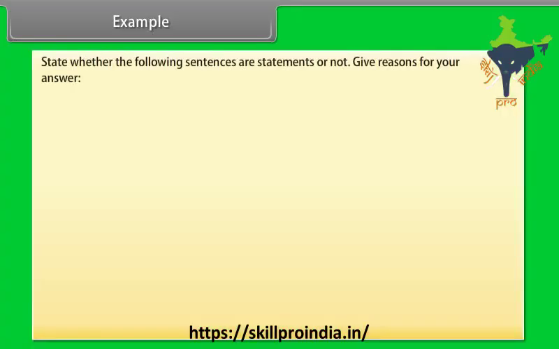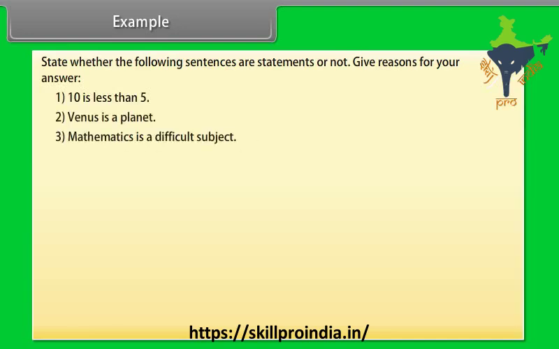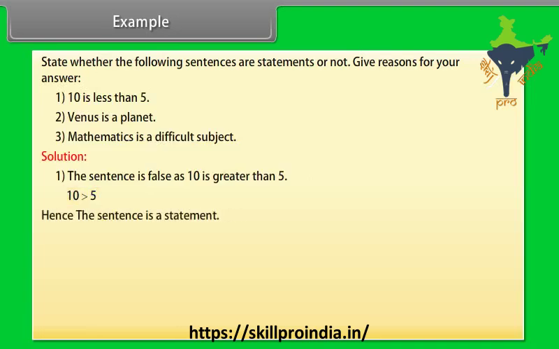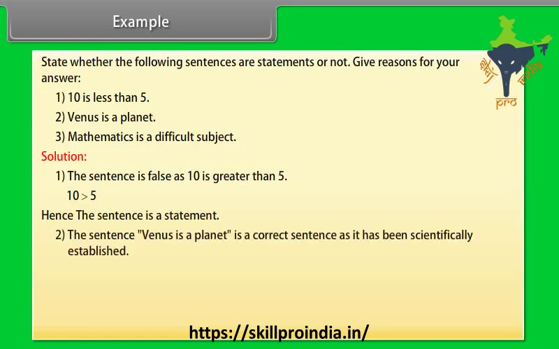Example: state whether the following sentences are statements or not. Give reasons for your answer. 10 is less than 5. Venus is a planet. Mathematics is a difficult subject. Solution: the sentence is false as 10 is greater than 5. Hence, the sentence is a statement. The sentence "Venus is a planet" is a correct sentence as it has been scientifically established. Hence, the sentence is a statement.